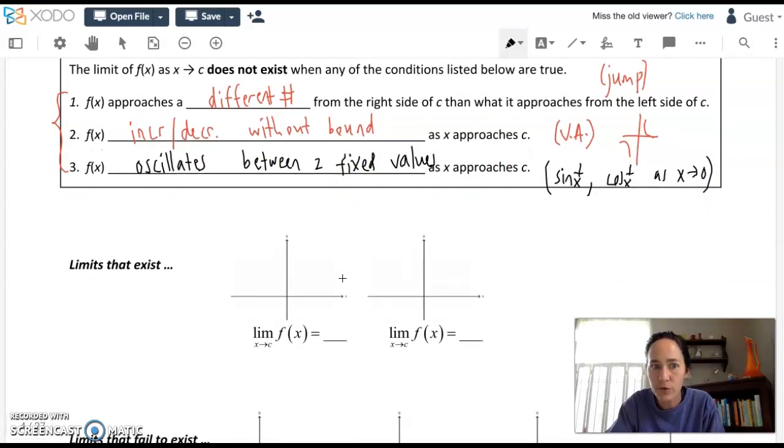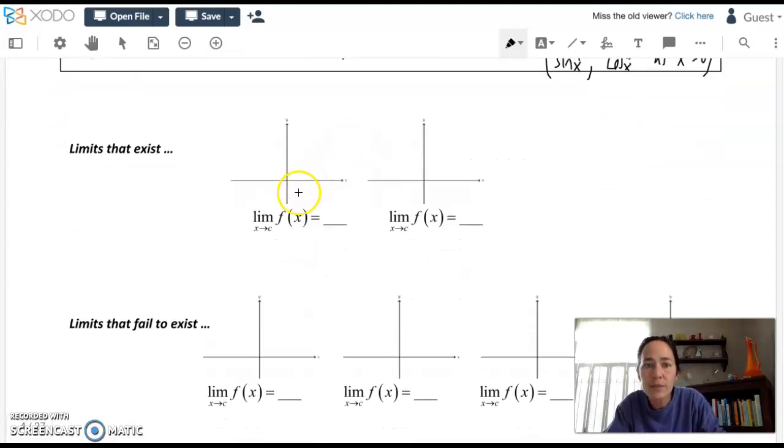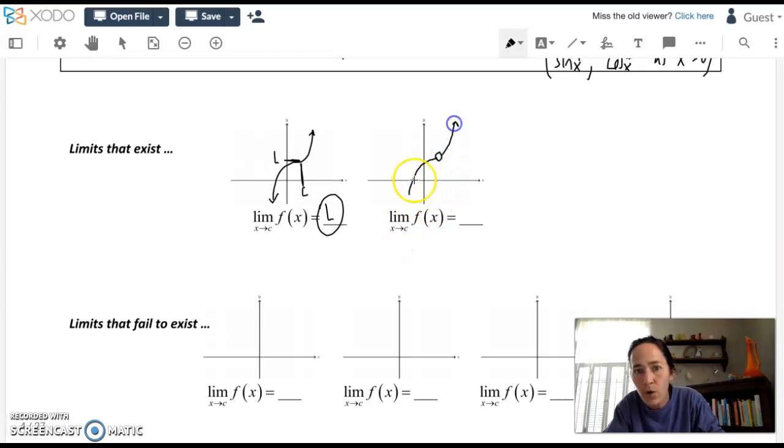And for my visual learners, here's a few diagrams of those things that we just found. Limits that do exist. Here's a normal S-curve. And in the middle, I'll say, as x approaches c from both sides, the limit of f of x is going to be that y value L. And even if there's a hole, we're still okay. You could have an open dot where you want your limit to be.